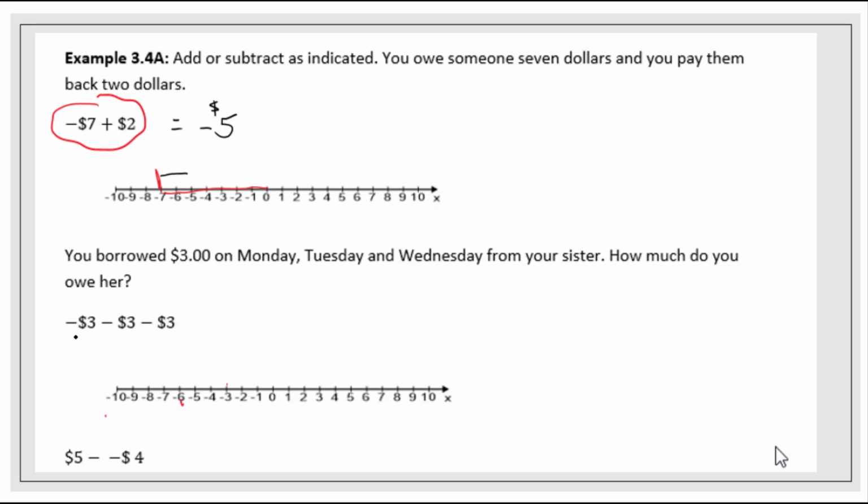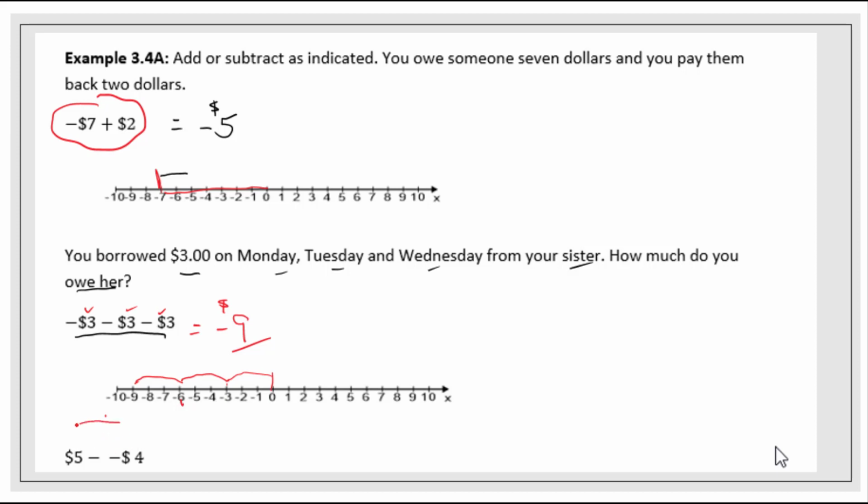So here's one that sometimes confuses a lot of students. You borrowed $3 on Monday, Tuesday, and Wednesday from your sister. How much do you owe her? Well, I'm going to use red for negative numbers. So you start at 0, and on Tuesday you borrowed $3. On Wednesday you borrowed $3 more. So you owe her $6. And on Wednesday, $3 more, so $9 you owe her. You simply add up the negative numbers, like you add up your losses, like you add up how much you borrowed each time.